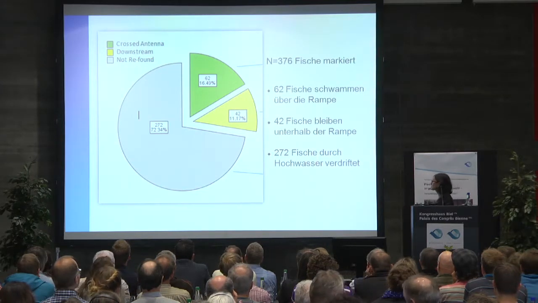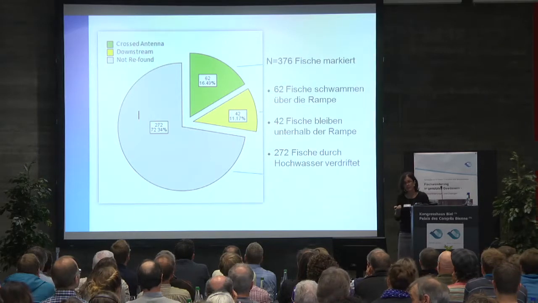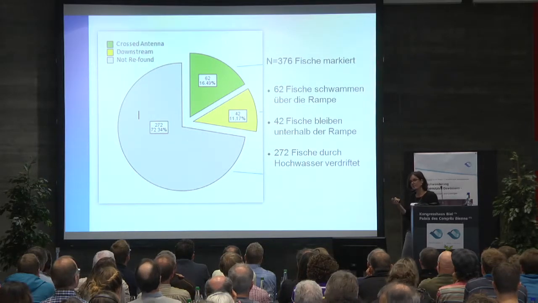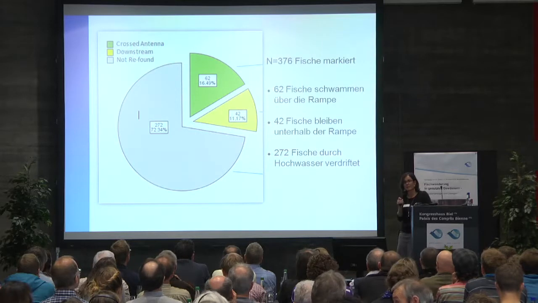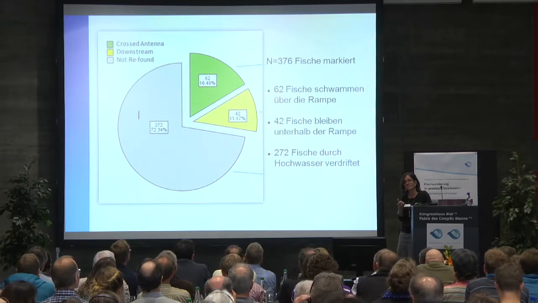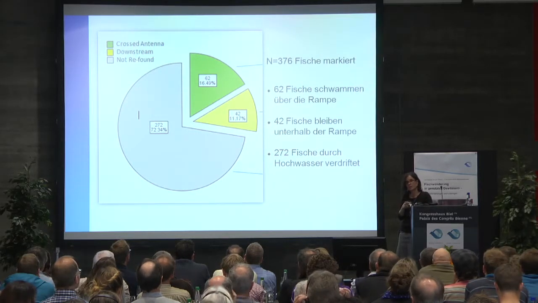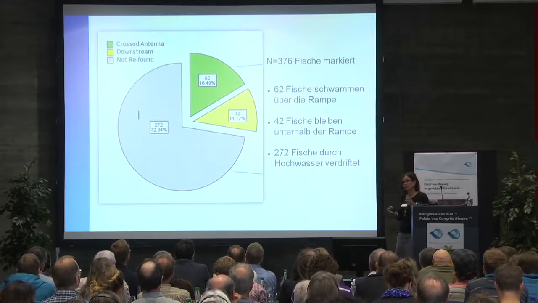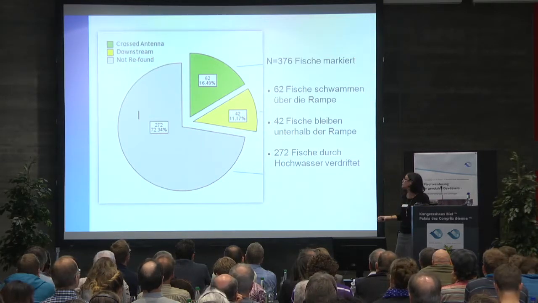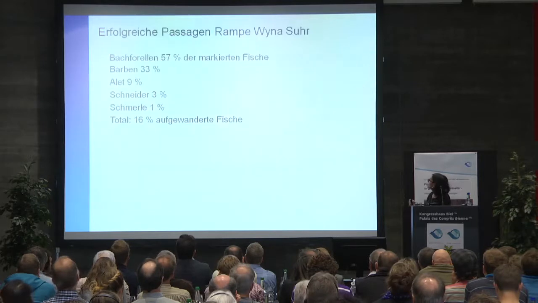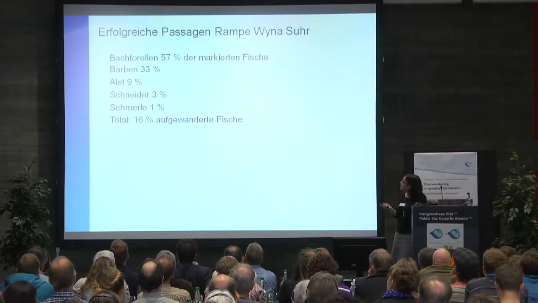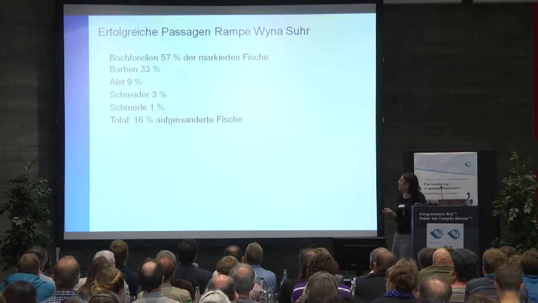Oh, sorry, it was the other way around. Green, they crossed the antenna. Yellow, they were detected downstream, and 70% were unlucky. It was either because the antenna was broken because of the flood, or the fish drifted to other sections of the river.